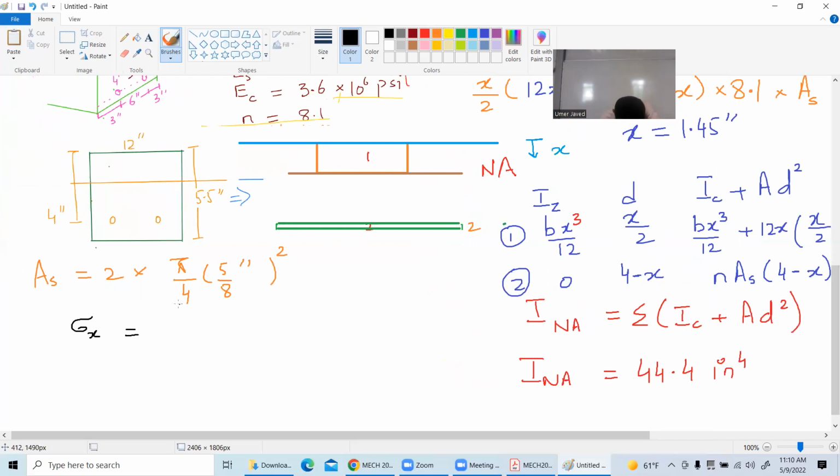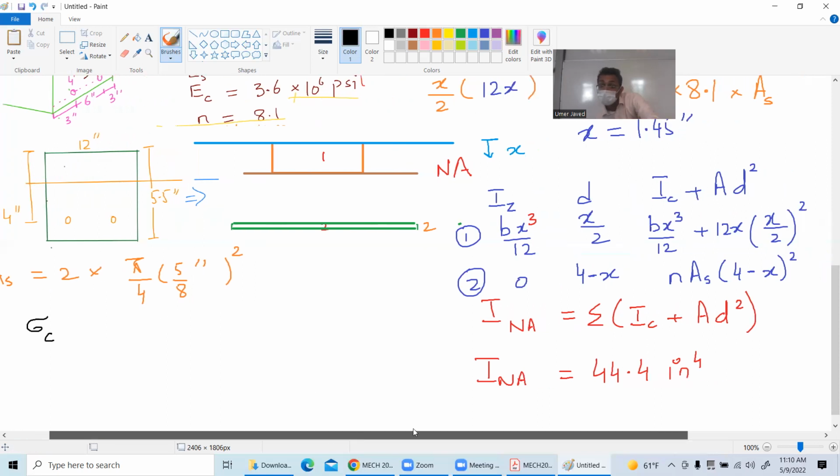Can you explain the part? How did you get 4 minus x in the where?